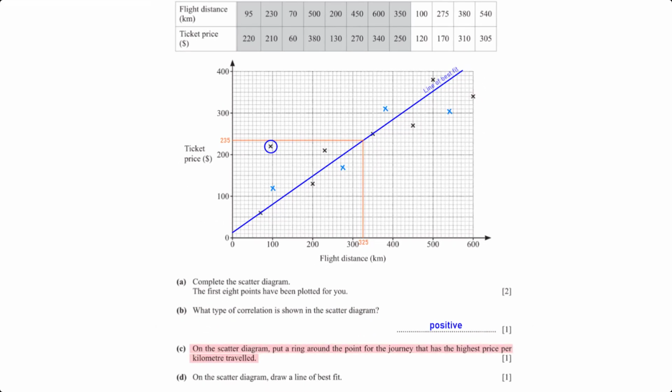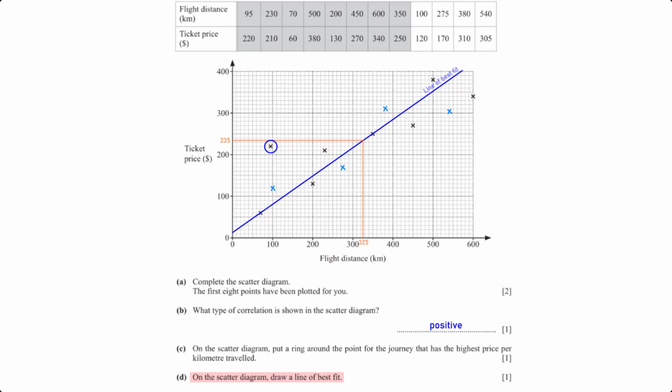On the scatter diagram, put a ring around the point for the journey that has the highest price per kilometer traveled. The journey for this point has the highest price per kilometer traveled. Compared to the rest of the plane journeys, there is a big difference between the flight distance and the ticket price. You can confirm that this point has the highest price per kilometer by dividing the ticket price for each journey by the flight distance.